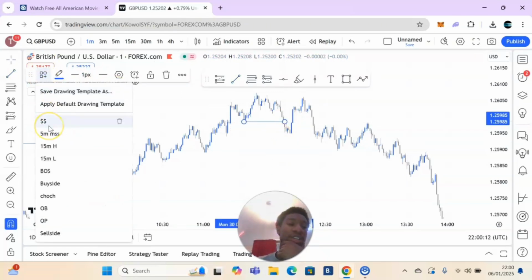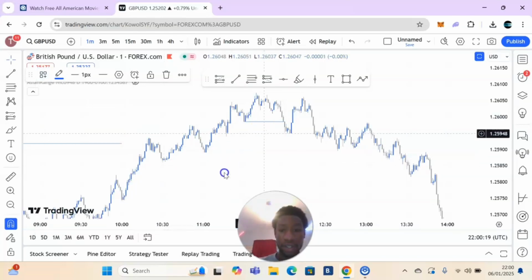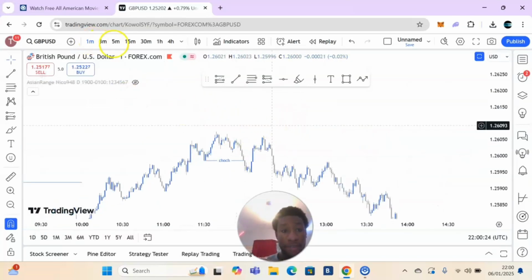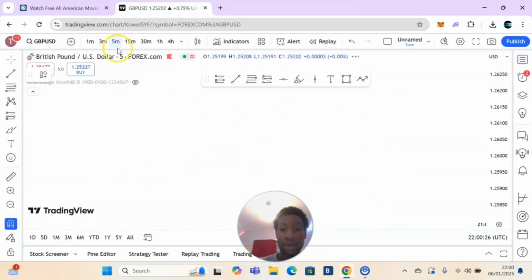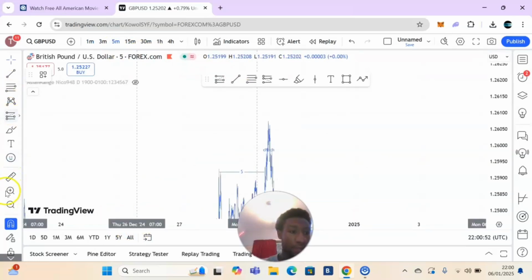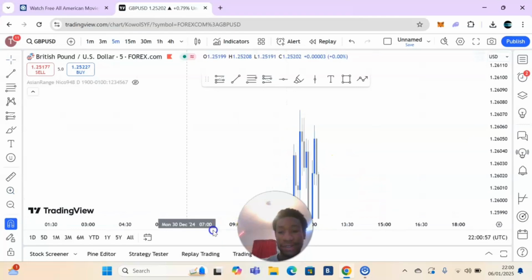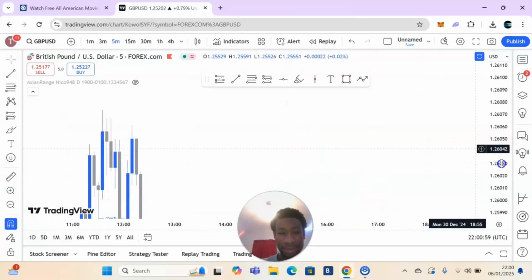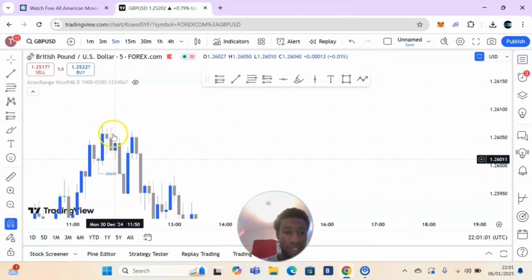In terms of my entry, I enter with order blocks. You may enter with fair value gaps, but me personally, I enter with order blocks. After we had our change of character, I went to the 5-minute time frame and marked out an order block, either 5 minute or 3 minute. I'm going to show you where I ideally should have entered. See this candle right here. Ideally, I should have entered here.